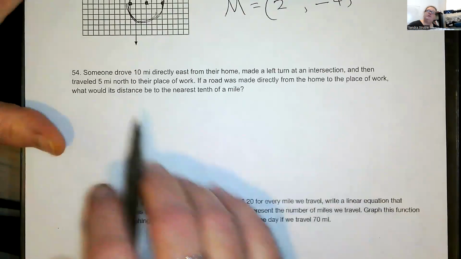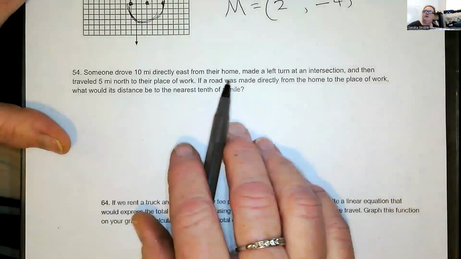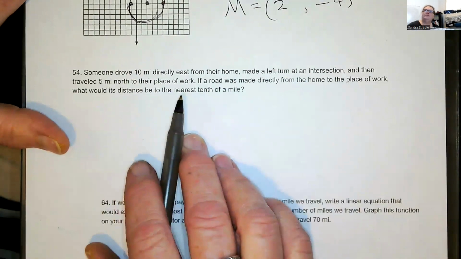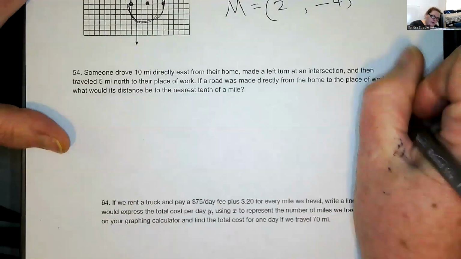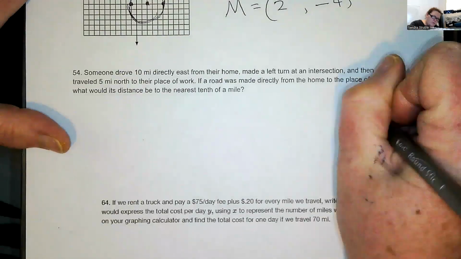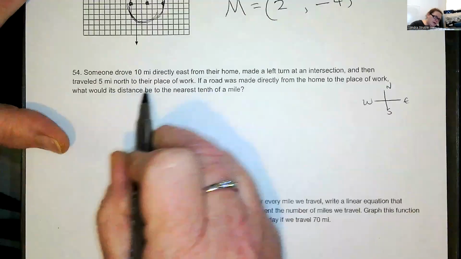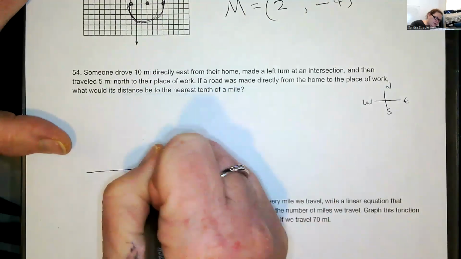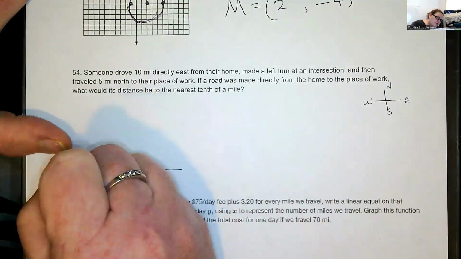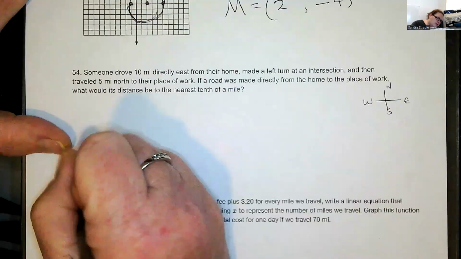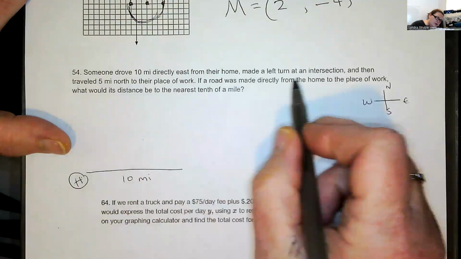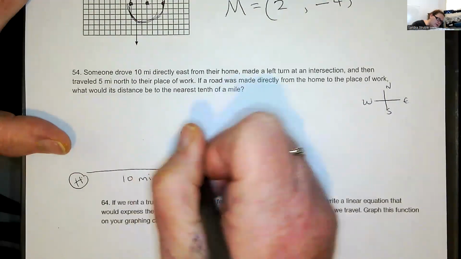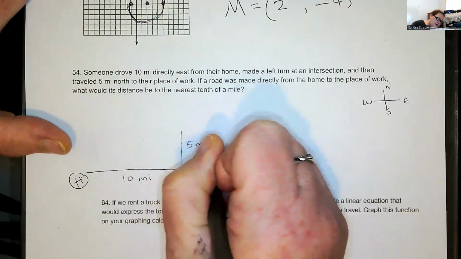Okay, so for this one, someone drove 10 miles directly east from their home, made a left turn in an intersection, and then traveled 5 miles north to their place of work. All right, so if we think of north, south, east, and west, we say they drove 10 miles directly east. So we'll say it's 10 miles. And this was their work from their home. And then they made a left turn in an intersection and then traveled 5 miles north. So about half that. And this is their work.